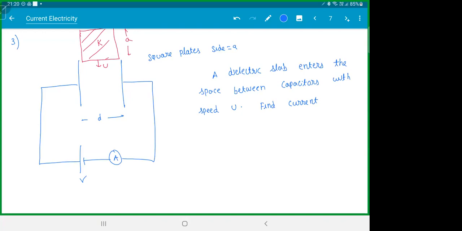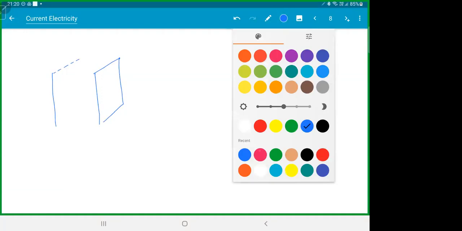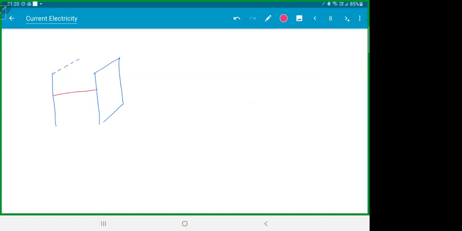You have done something similar like this. Can you do this for me? Let's say this is what it has gone inside. So let's say the dielectric slab has gone till here. Let's say it has entered X inside. So what will be the remaining distance here? A minus X. And this distance is D. Can you find the capacitance of this?